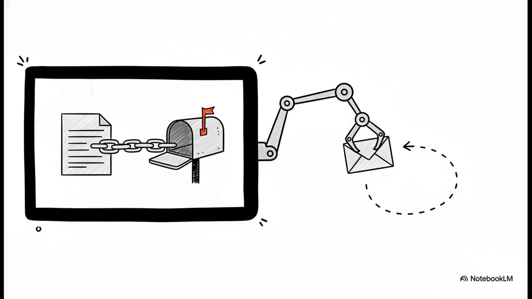The outbox pattern fixes this by saving the event message to an outbox table inside the exact same database transaction as the order itself. It's completely atomic, both succeed or neither do. Then a separate dedicated background process reliably reads that table and publishes the message to the broker.